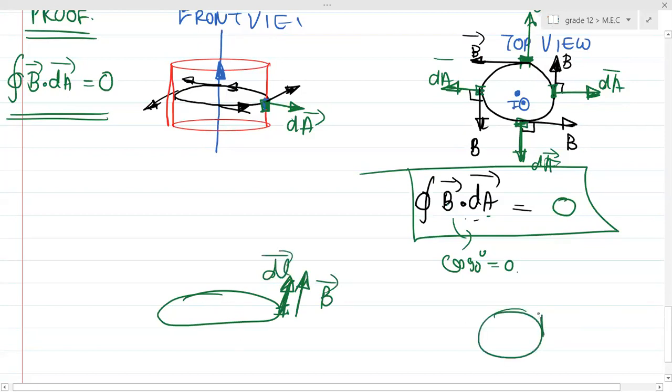Guys, is this clear? When we chose B dot dl, now this was a non-zero quantity. Magnetic field was also in this direction, the dl vector was also in this direction. So that is why we chose B dot dl.